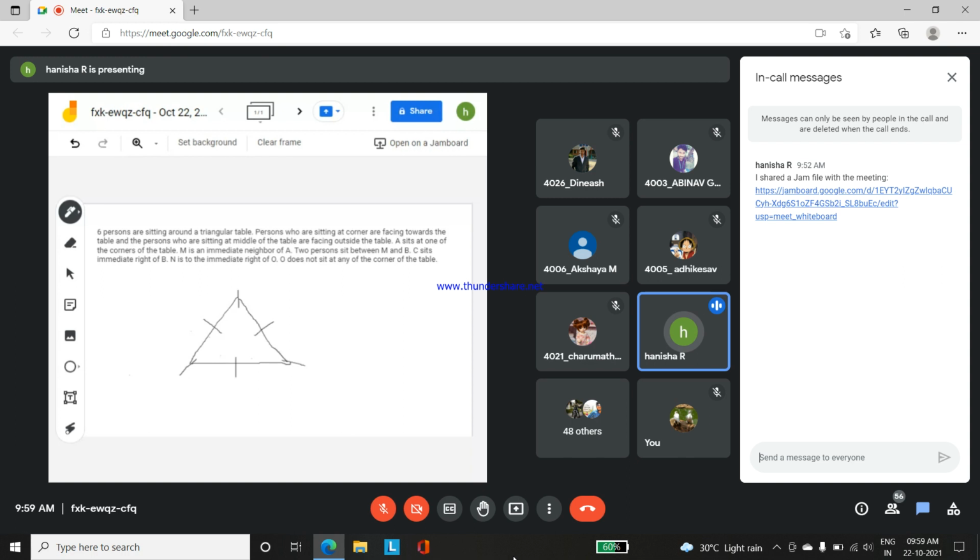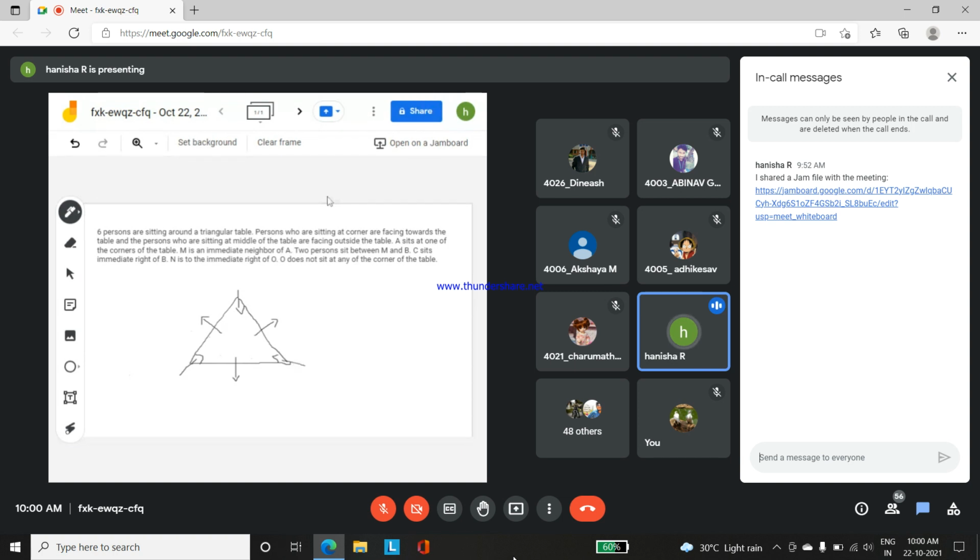From the first two lines, you got to know this is a triangular table, and you have three people sitting at the corners and three people at the sides. Along with it, they have given another clue. People who sit at the corners are facing towards the table, that is towards the center of the table. And people who are sitting at the middle of the sides of the table are facing outside.